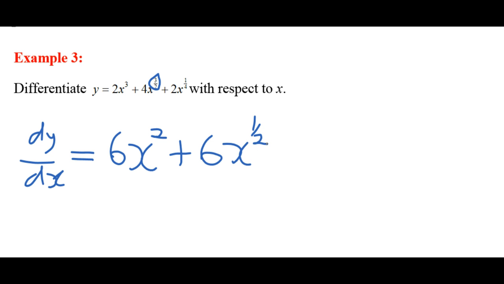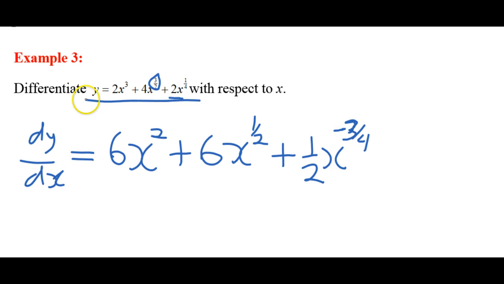Okay. Then we say plus, looking at this one, 1 over 4 times 2 will give us 1 on 2, right? x, then we subtract 1 from 1 on 4, which will give us negative 3 on 4, right? So this will be the result of our first derivative of this particular equation.